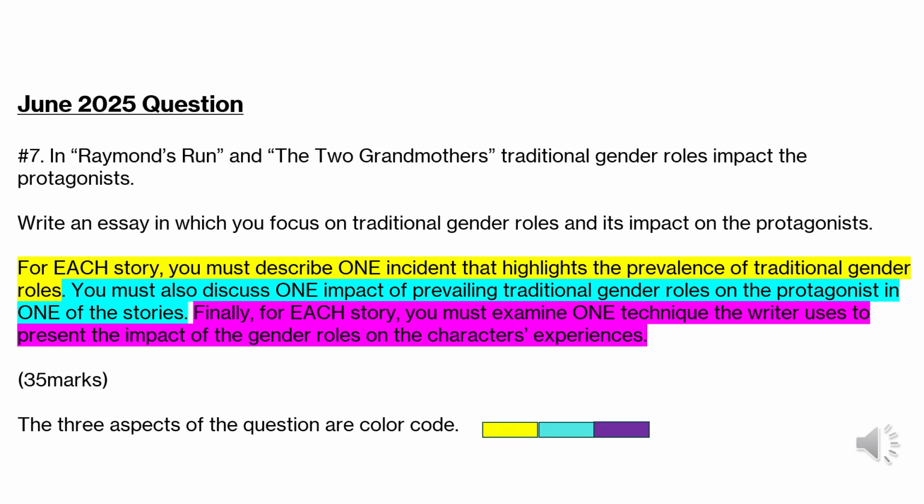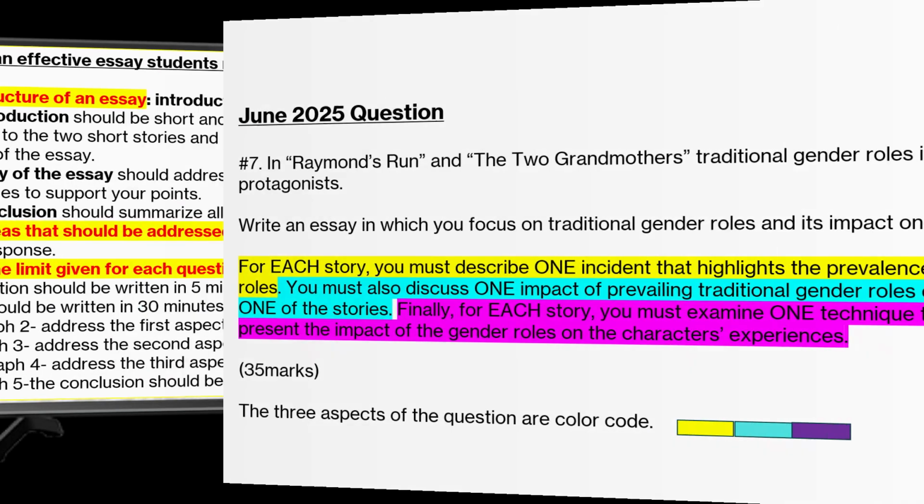You must also discuss one impact of prevailing traditional gender roles on the protagonist in one of the stories. Finally, for each story, you must examine one technique the writer uses to present the impact of the gender roles on the characters' experiences. And the total mark is 35 marks. And as you can see, the three areas or aspects of the question are color-coded.